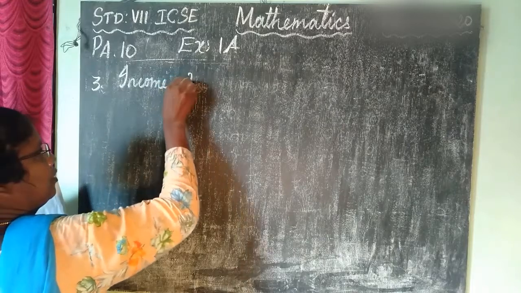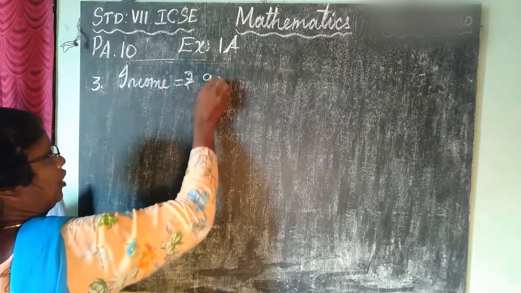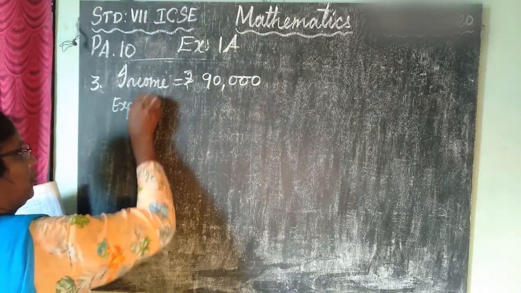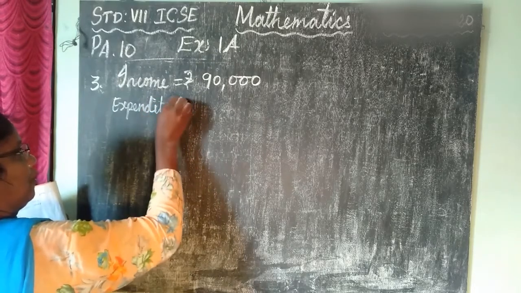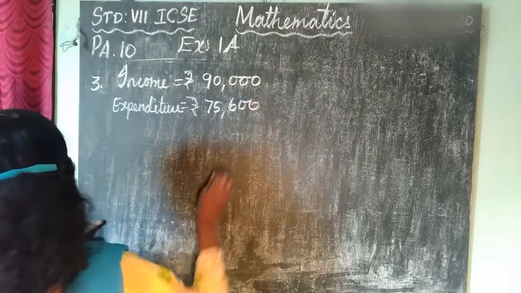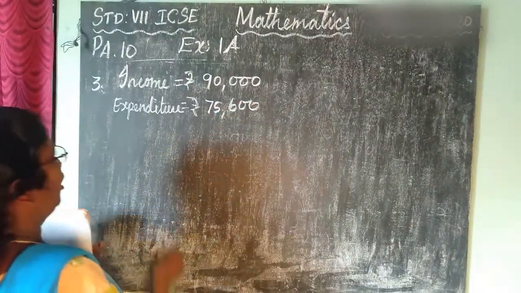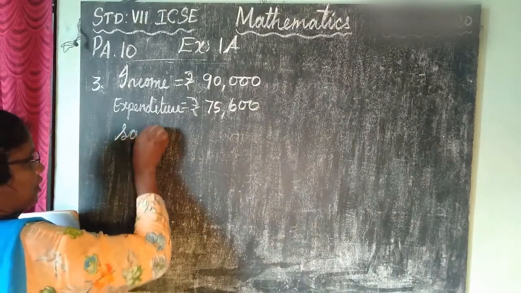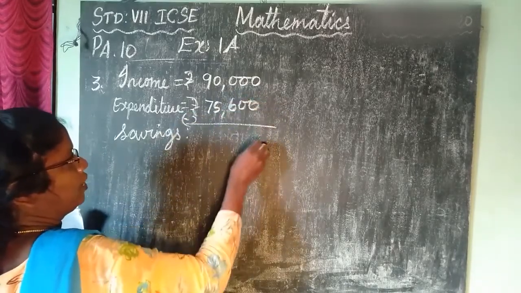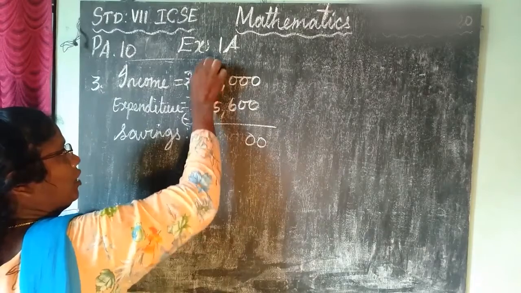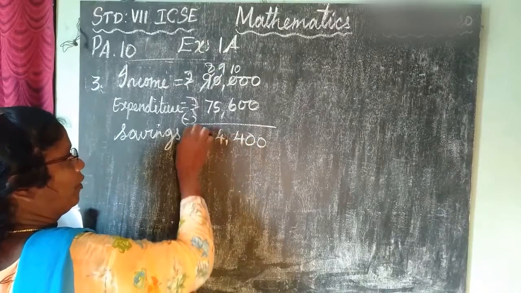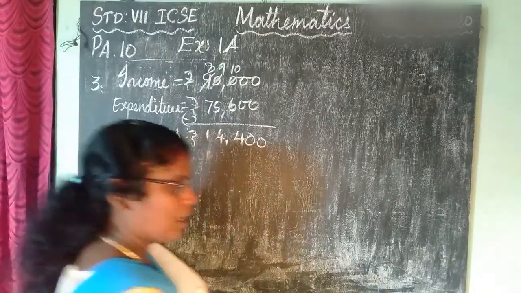What's his income? Rupees 90,000. How much he spends, or expenditure? Rupees 75,600. Is it? Yes. Now we must find out the savings. How much he saves each month. We'll subtract this. So when we subtract 0, 0, we'll borrow 8. This will become 9. This will become 10. So 4, 4, 1. Rupees 14,400 he saves.